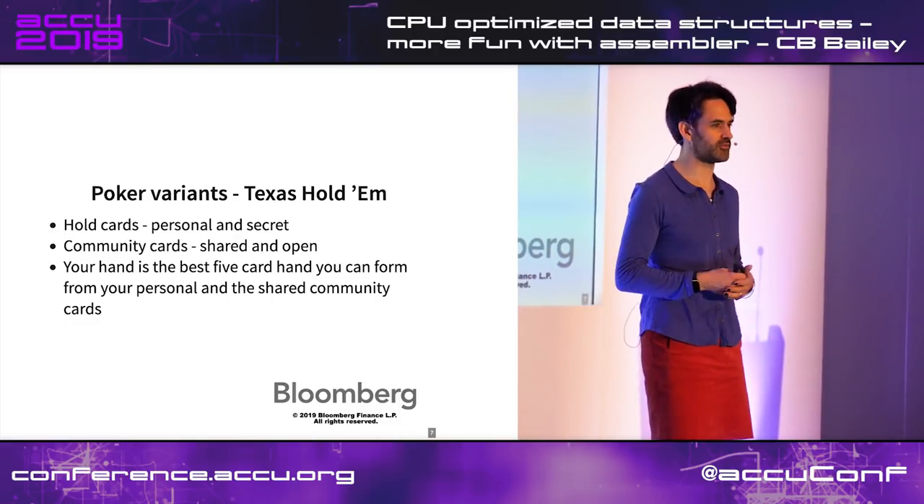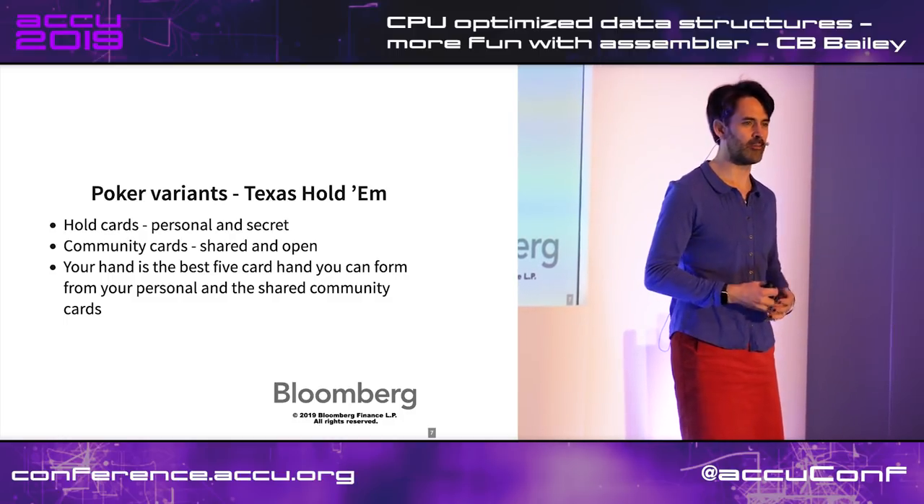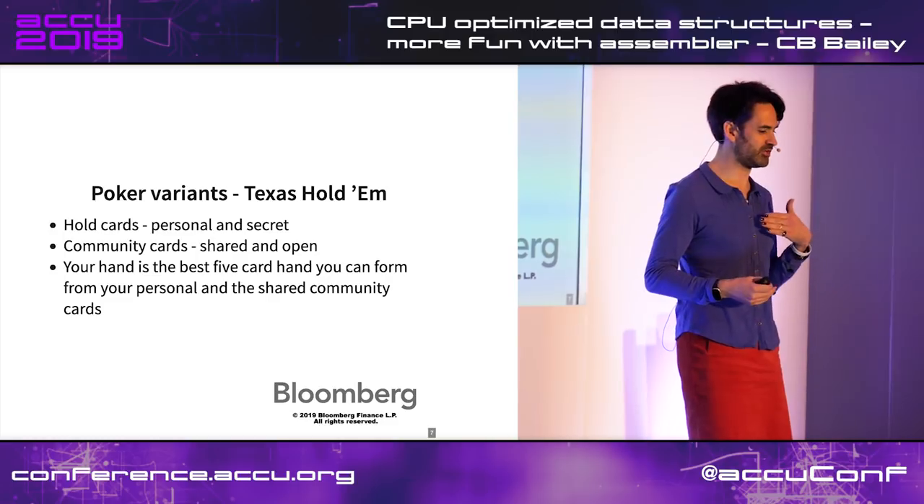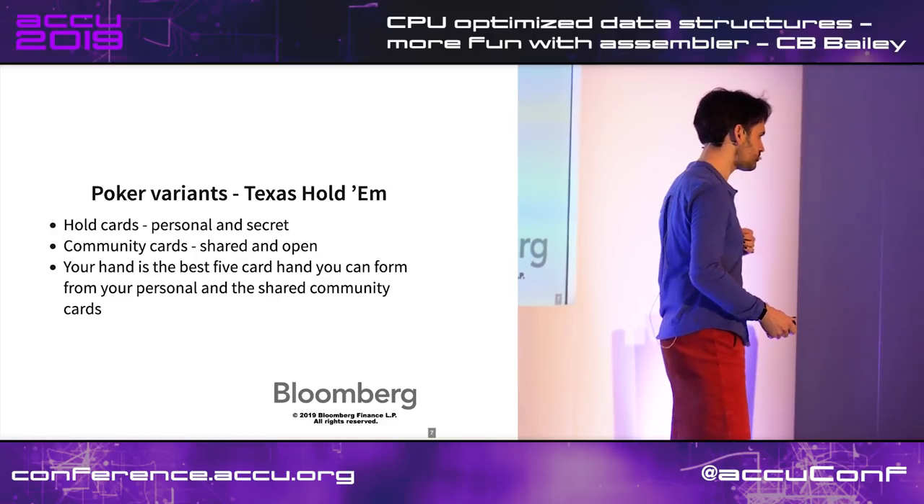So even if you've got some quite nice cards here, it's kind of like, well, everybody's got four aces, so. So yes, your hand is the best five-card hand you can form from both your personal and the shared community cards. And in Texas Hold'em, you generally have two personal cards and five community cards.